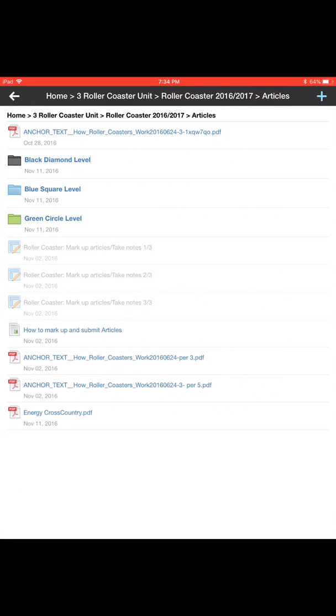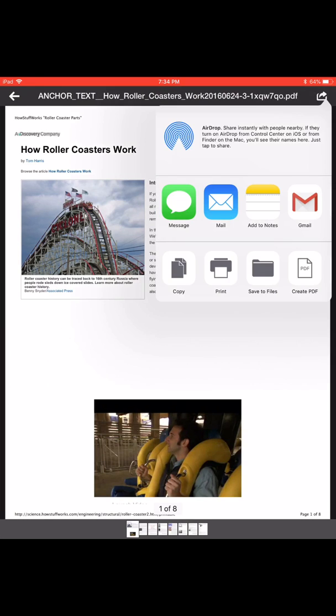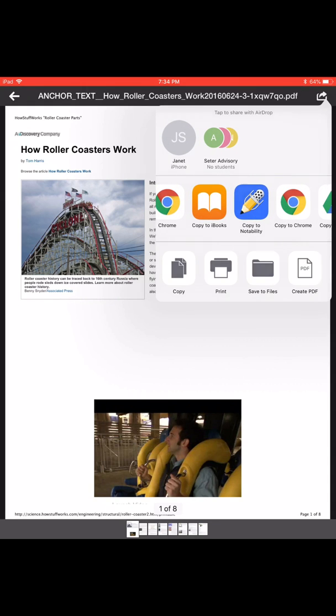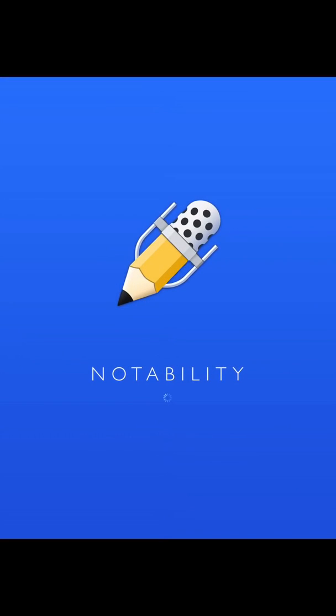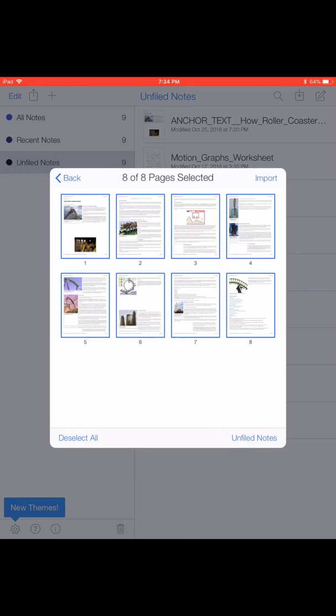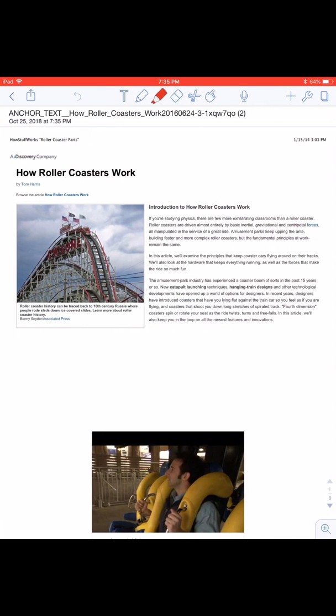This video is going to walk you through how to mark up the anchor text for the roller coaster unit. First off, find that anchor text in your Schoology account, and we are going to open that up in Notability. Let that load here. Create a new one. We'll import that.